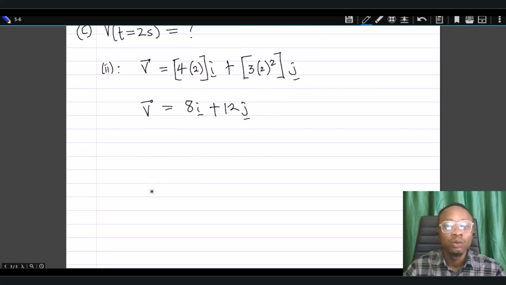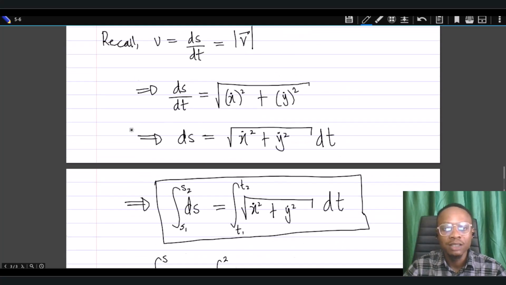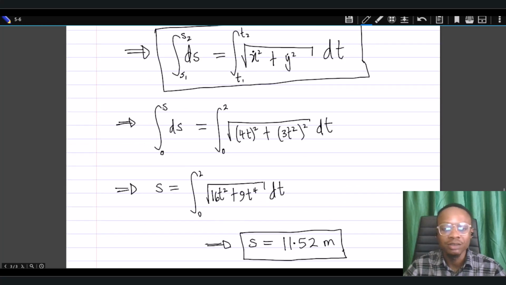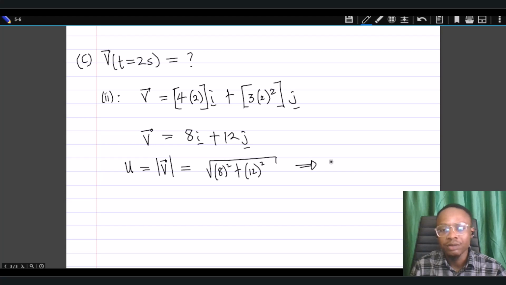So we want to get the speed. Speed is magnitude of velocity. We know that speed u is the magnitude of velocity. So let's use u here, please, for consistency. Of course, it's not incorrect to write it as v since we use magnitude of velocity there. So we know that u, which we have denoted as speed, is simply the magnitude of velocity, and that will be equal to the square root of 8 squared plus 12 squared. When we take this, we will get our result for the speed at this instant.